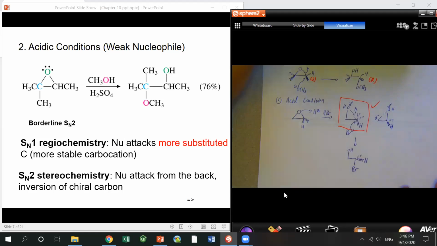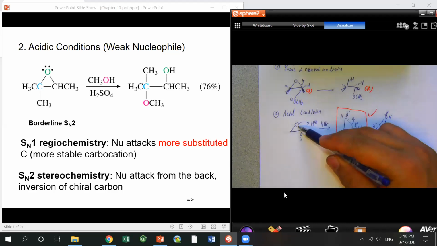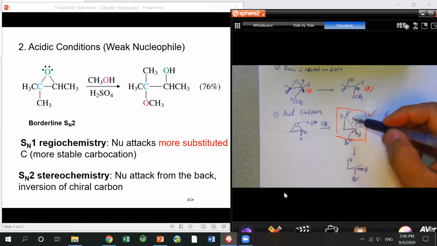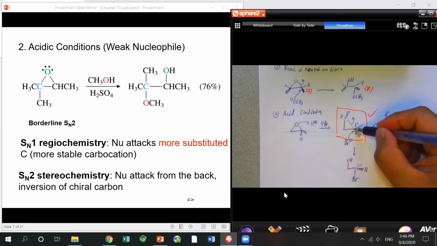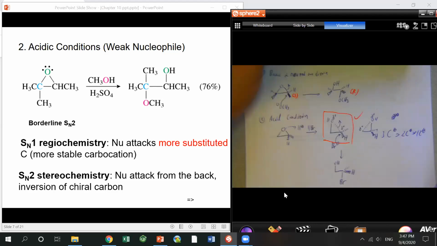The reason is that once you protonate the oxygen here, you can have the partial positive charge either on the left carbon or on the right carbon. But normally speaking, positive charge on the more substituted carbon is more stable. Like here, the tertiary carbocation is more stable than the secondary carbocation, and much more stable than the primary carbocation. It's a similar reason here.